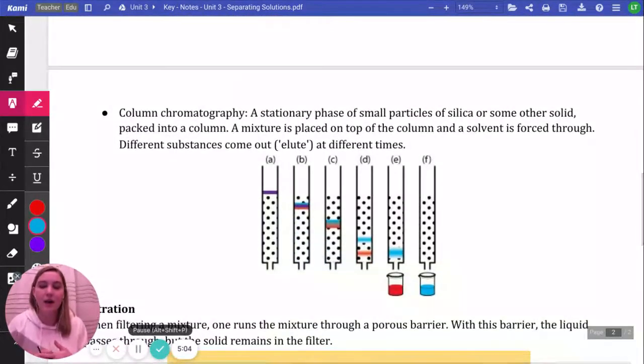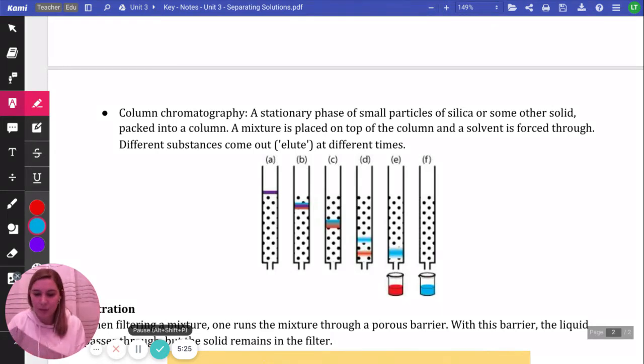And then the next one we have is column chromatography. This is a stationary phase of small particles of silica or just some other solid packed into a column. A mixture is placed on top of the column and the solvent is forced through. Different substances are going to come out at different times, so you would be able to collect them in different beakers.